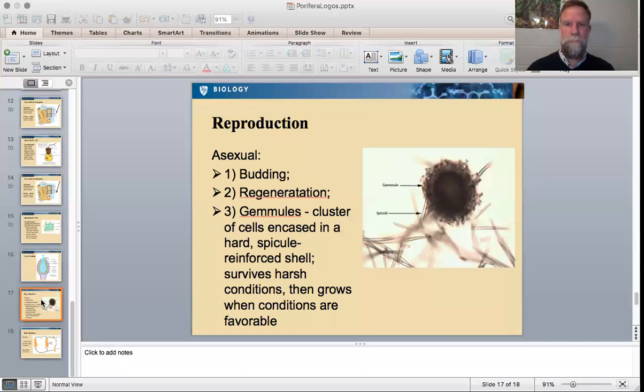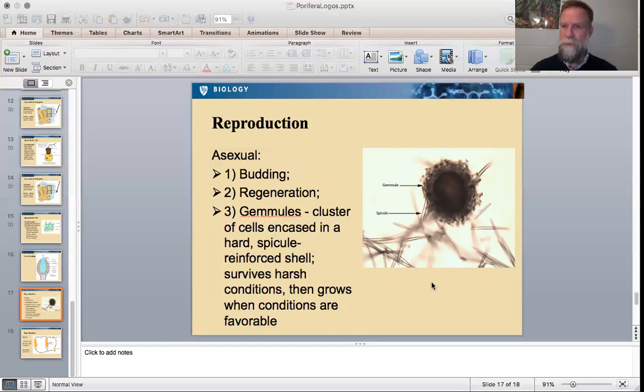Reproduction in sponges, both asexual and sexual. We see this in multiple invertebrates. We've seen this a lot already. Okay, so several types of asexual reproduction. Budding, we've seen budding before, like yeast, and we see budding in multiple invertebrate groups. We see regeneration as well.